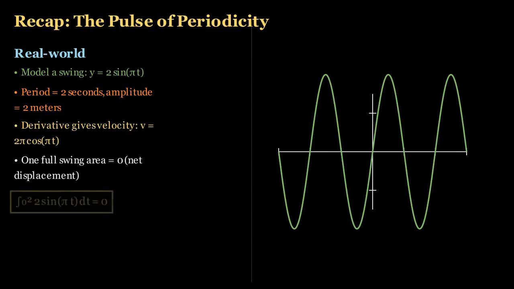That's the whole idea. A simple spinning circle gives us a language to describe, predict, and analyze any repeating rhythm in the universe.